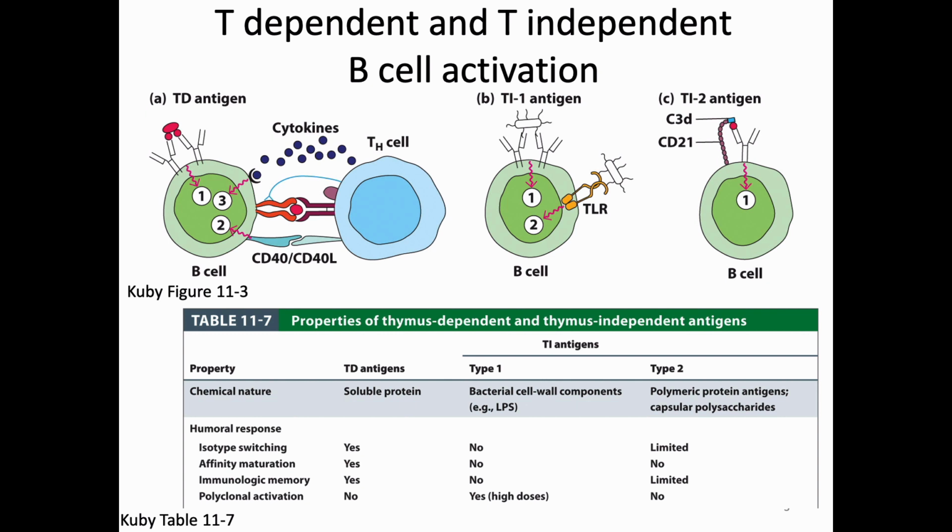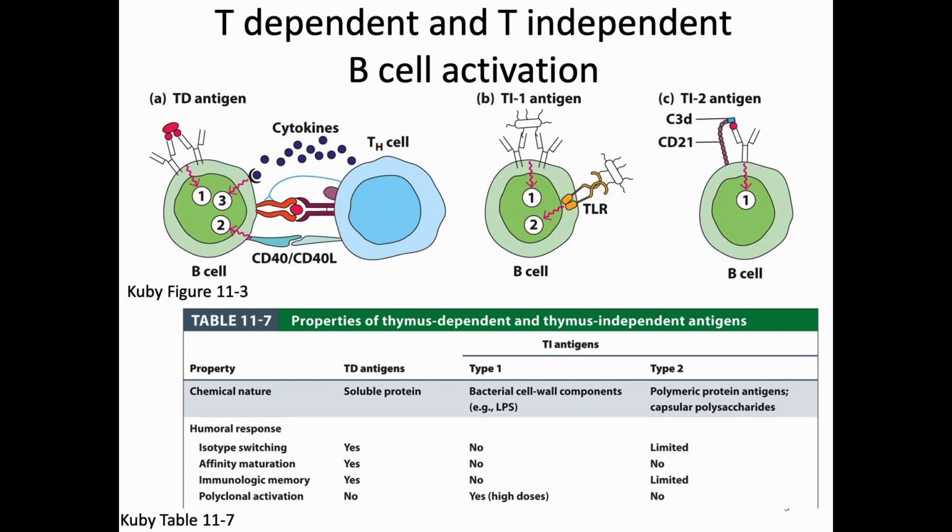A T-dependent response involves things like class switch happening. So yes, class switch. It involves us having affinity maturation, which we talked about previously. It involves us getting memory cells. And it really can involve particularly large amounts of antibodies as well.